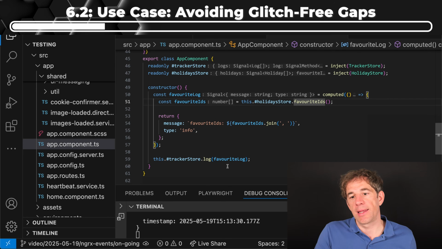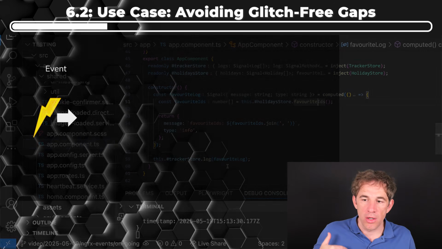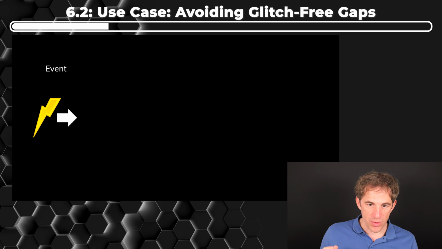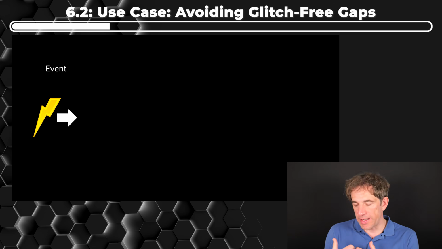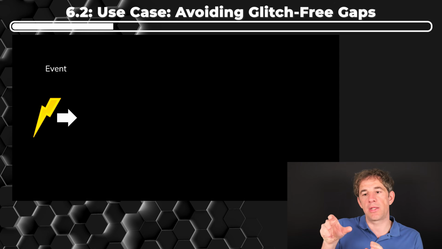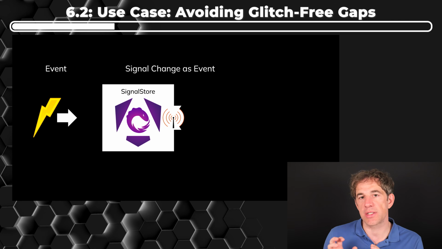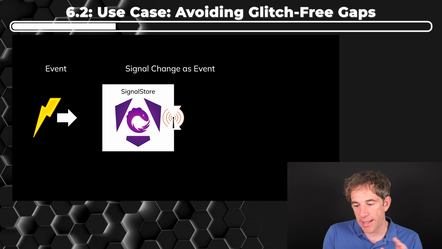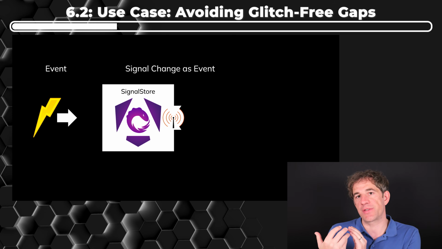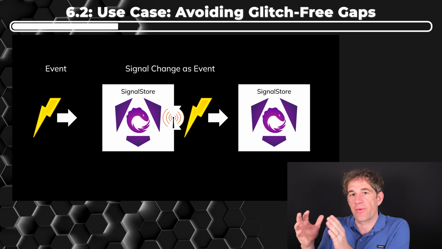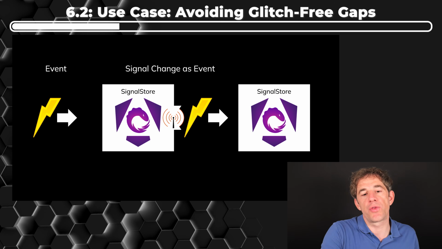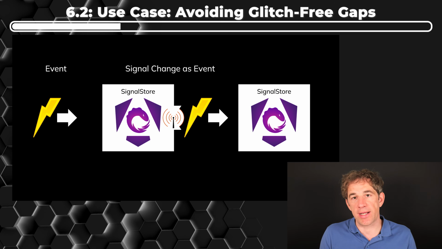So, now we have this situation that I mentioned before. We have an event, which can be an add favorite or a remove favorite. This event goes into a state first. It goes into a signal first. And from there on, the change of that signal is another event which is then passed on to the tracker store.